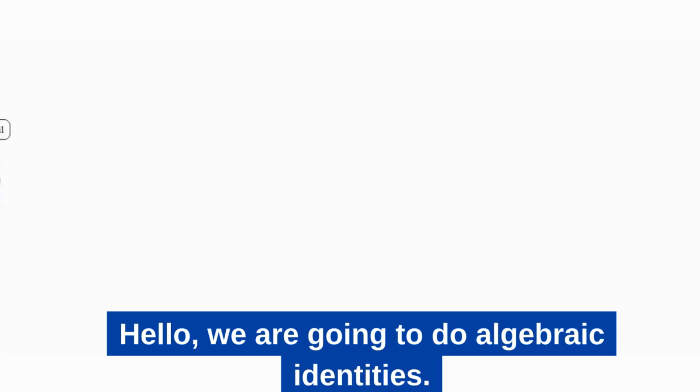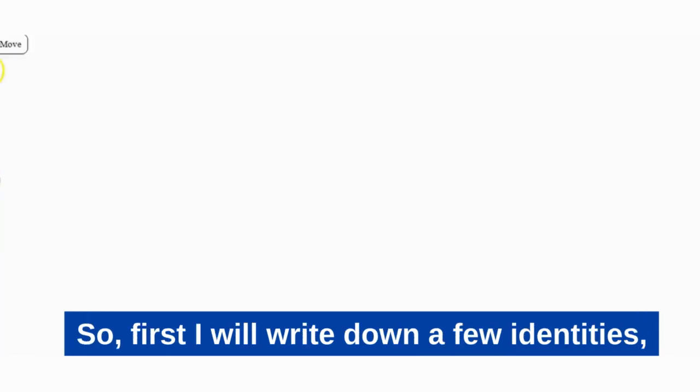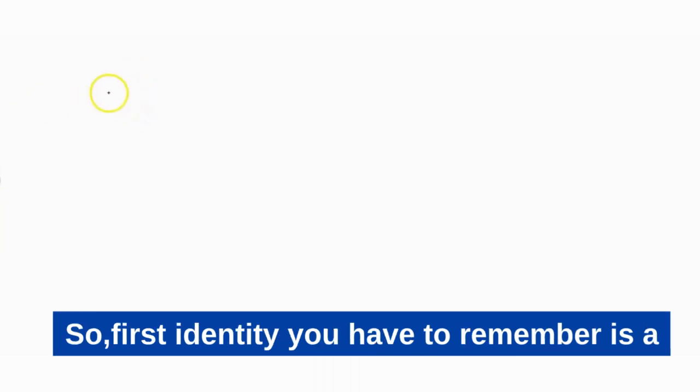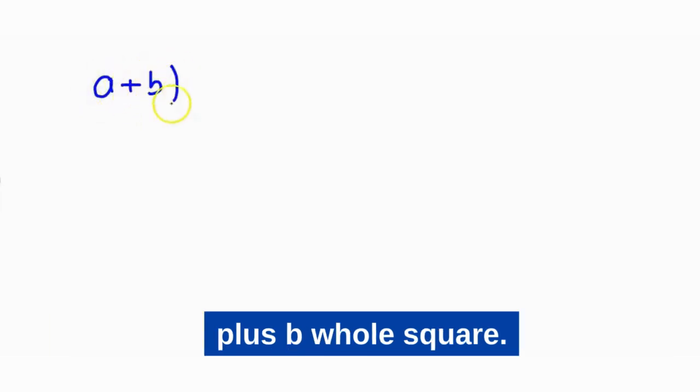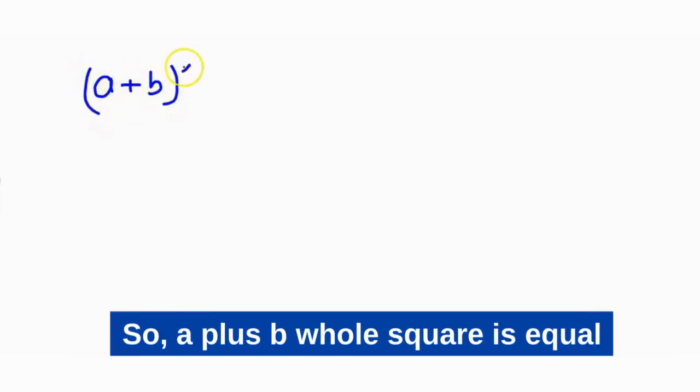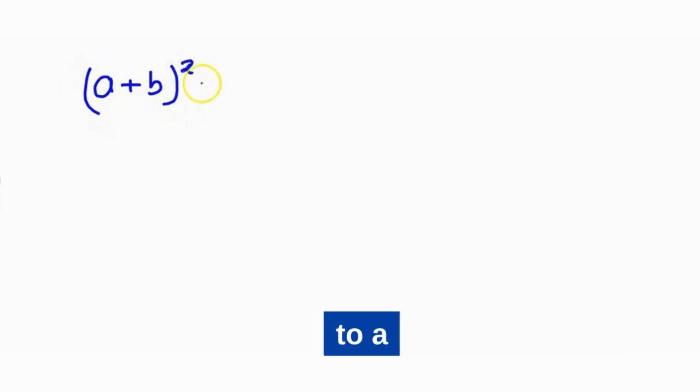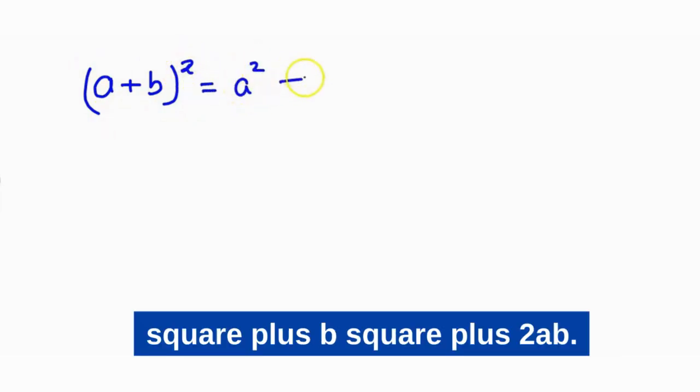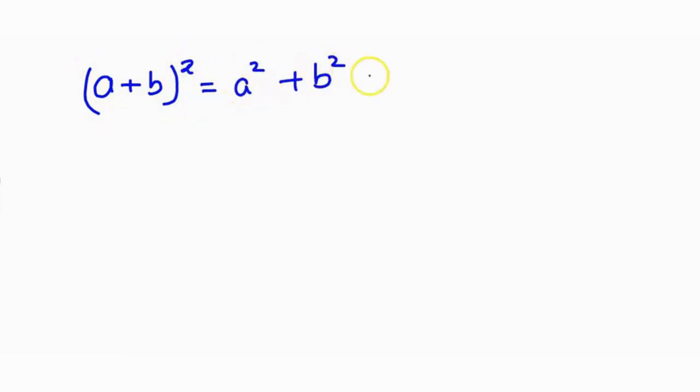Hello, we are going to do algebraic identities. First I'll write down a few identities, then we are going to do examples for them. The first identity you have to remember is (a plus b) whole square. (a plus b) whole square is equal to a square plus b square plus 2ab.